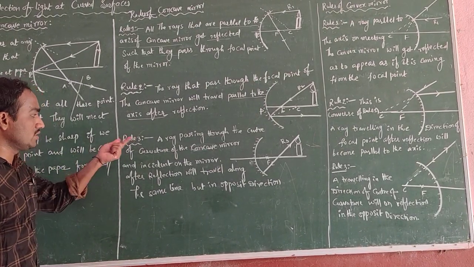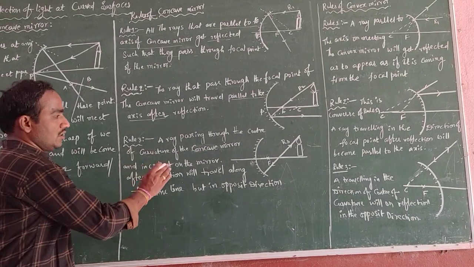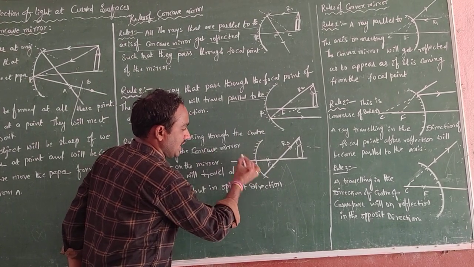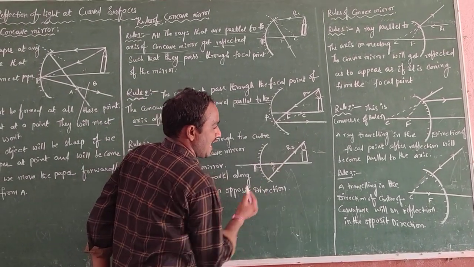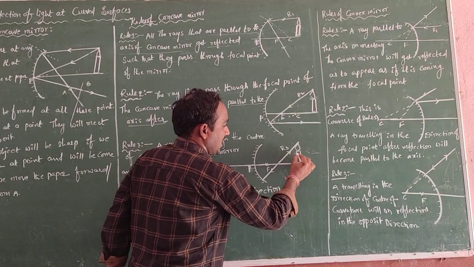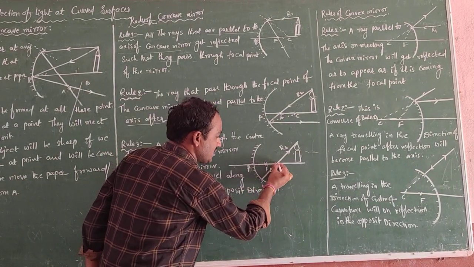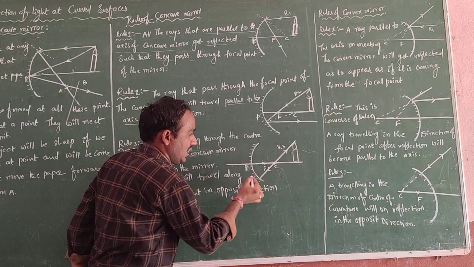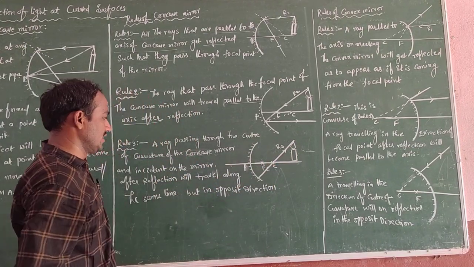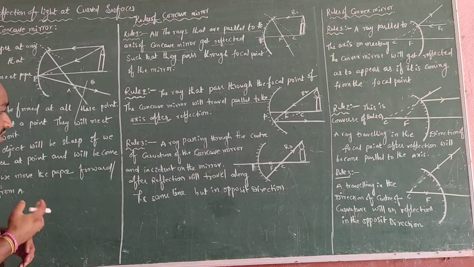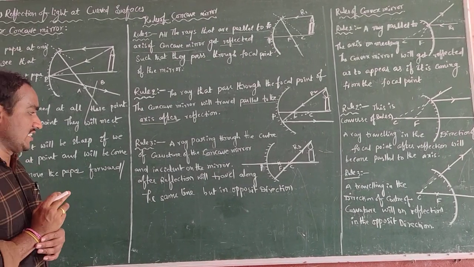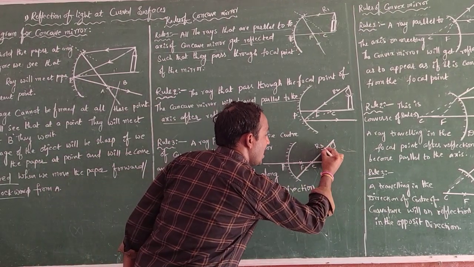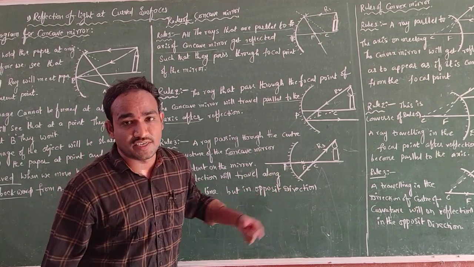Rule 3, very important. It is a concave mirror, with the midpoint pole and the principal axis. On the principal axis, we are taking one object. The incident ray passes through the center of curvature. Then, after reflection, it will travel along the same line, but in the opposite direction.